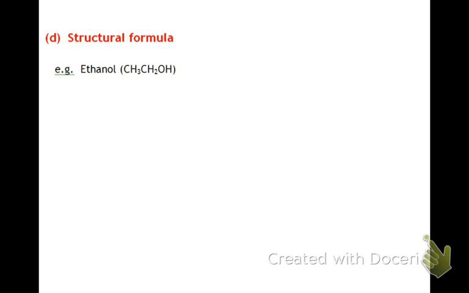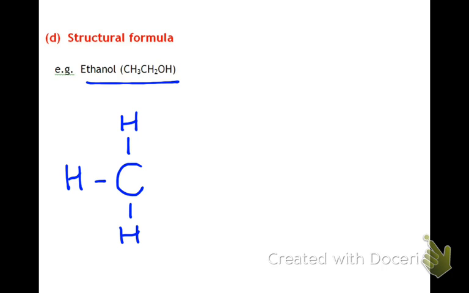The full displayed structural formula is probably the most common one and the one that we're going to use most often. Let's use ethanol as an example. Its condensed structural formula is CH3CH2OH. And if we had to draw it out, we would start with that carbon, and it's attached to 3 hydrogens. And each line that I'm drawing there represents a single covalent bond.